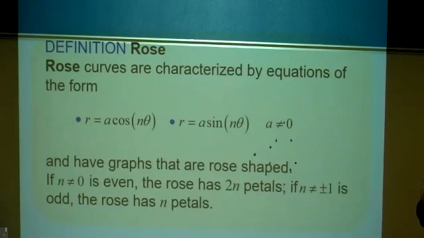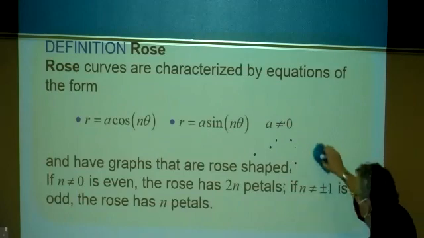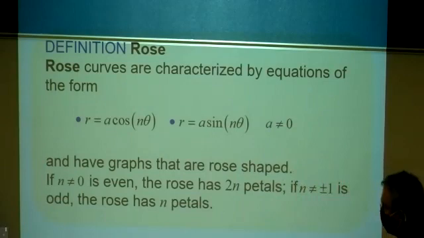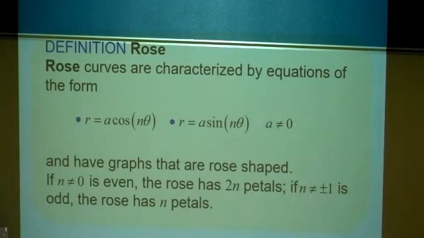So the rose curves are characterized by these two equations, where A is not 0. The graphs of the roses are shaped like flowers. If n is even, then the rose has 2n petals. If n does not equal positive or negative 1 and is odd, then it has n petals.